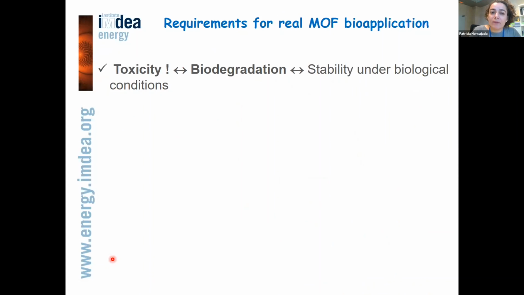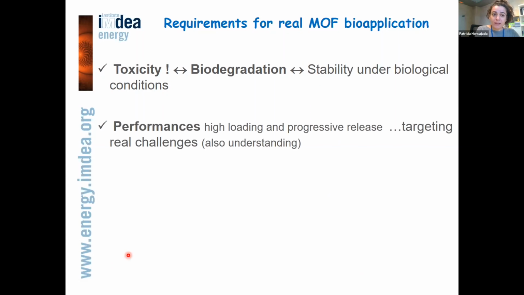Well, what are the requirements for the real application of MOFs in biomedicine? Of course, the first is the absence of toxicity, and this is related to the biodegradation of this material. The material has to be stable enough to perform its function, but we should avoid accumulation in the organism, so the material has to degrade, biodegrade, and be eliminated from the body to avoid accumulation and then toxicity. Of course, the material has to exhibit good performances.